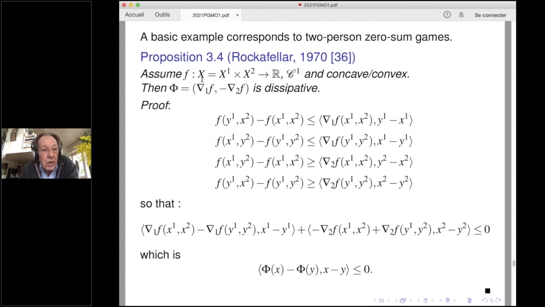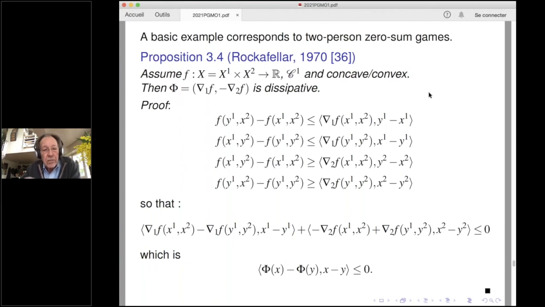You assume that you have a function f from X1 cross X2 to R, which is C1 and concave-convex. So X1, X2 are compact convex, and your function is C1 in each variable and concave-convex. Then φ, which is the gradient of f with respect to the first component and minus the gradient with respect to the second component, is dissipative. And this corresponds to the φ of the game. You remember, φ is the gradient of the payoff. But in a zero-sum game, the payoff of player 2 is minus f.